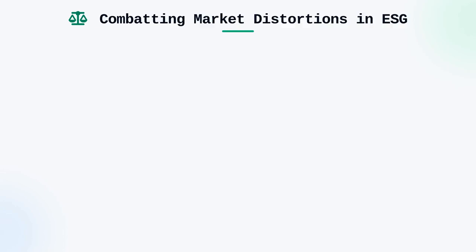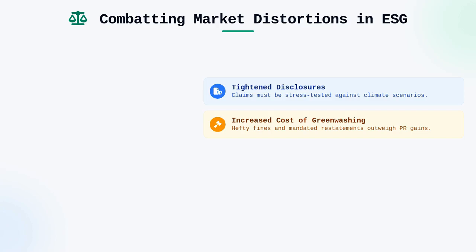Regulatory bodies are responding to these market distortions by tightening the requirements for ESG disclosures and product classification. We are seeing a shift toward mandatory audit-ready reporting where companies must substantiate their environmental claims with evidence that can be stress-tested against climate scenarios. This scrutiny effectively raises the cost of greenwashing, as the legal ramifications, including hefty fines and mandated restatements, can far outweigh the temporary marketing benefits.